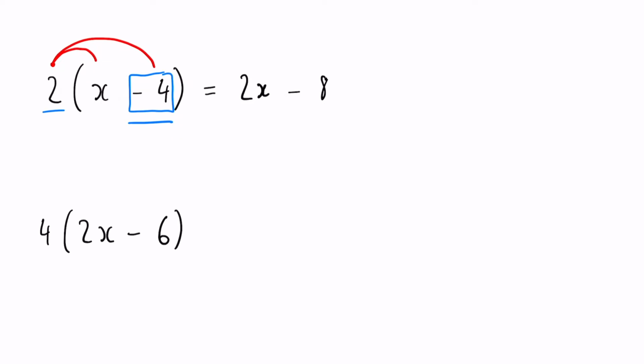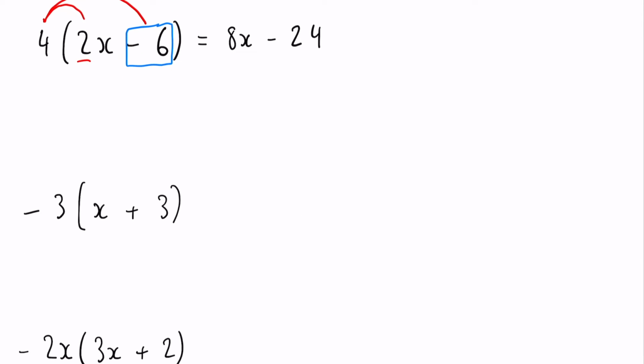Okay, same again, but this time we have a coefficient on the x here. So 4 multiplied by 2x, and 4 multiplied by minus 6. So 4 times 2x is just going to be 8x. So we multiply the numbers and then just put the x in. And again, we've got a negative 6 here. So 4 multiplied by negative 6 is going to give us a negative 24.